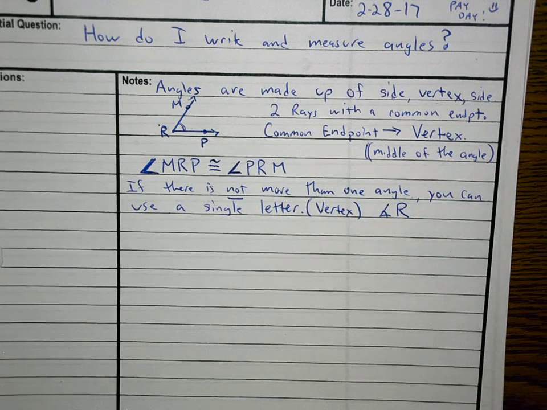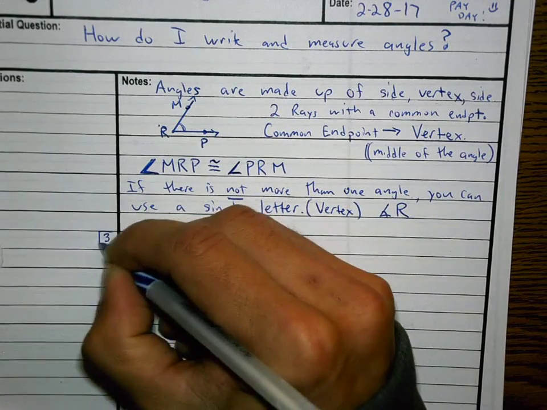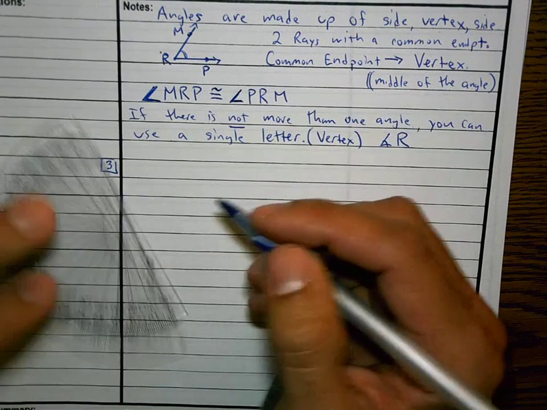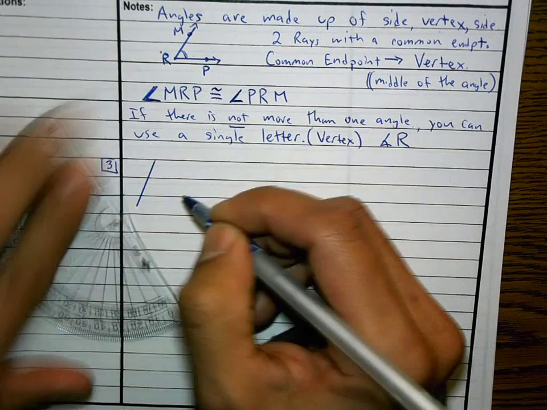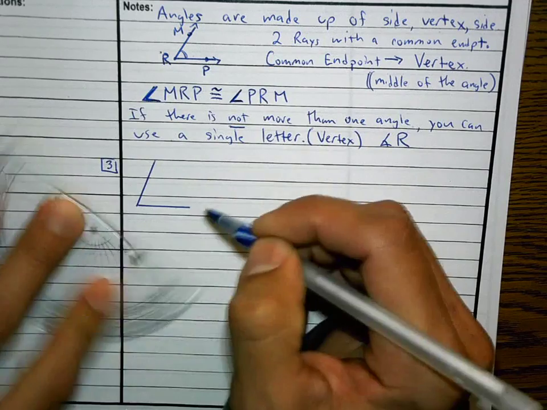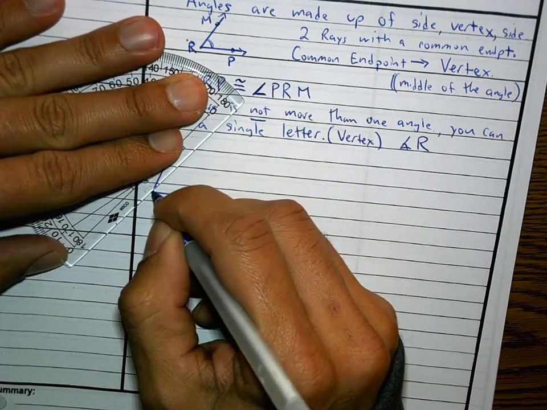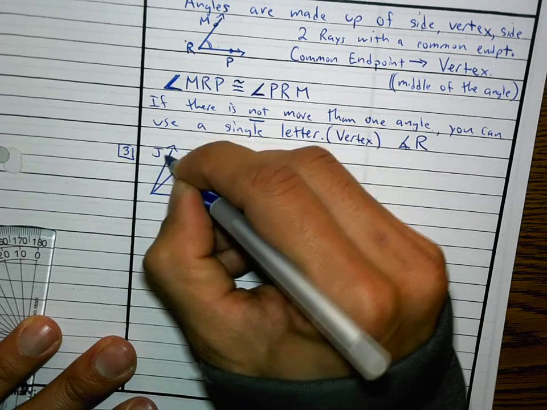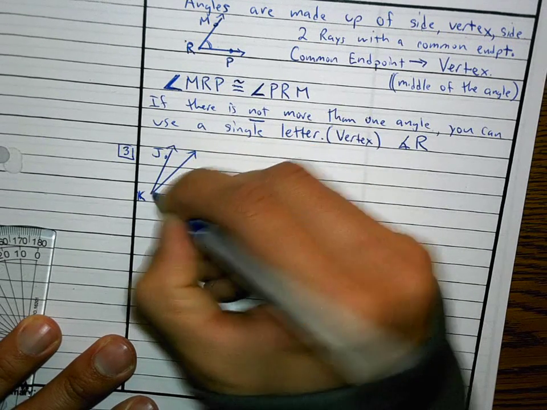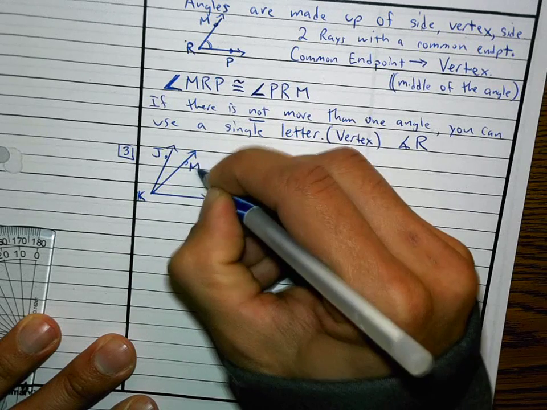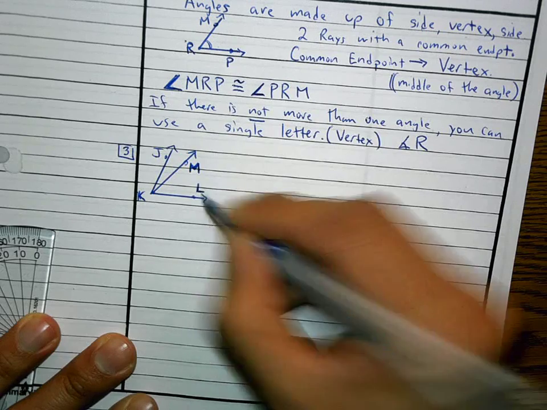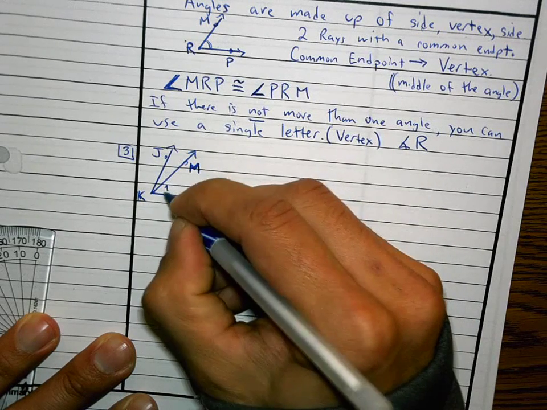Okay? So let me give you one more example that looks like number 3 on our worksheet. Number 3 on our worksheet looks like this. J, K, M, and L. Then there's a number 1 right here, like this.